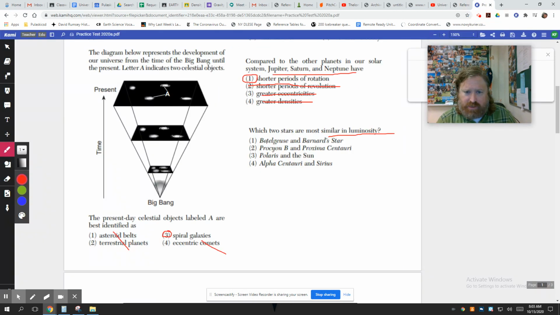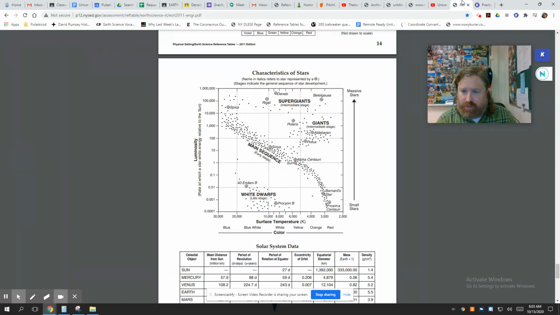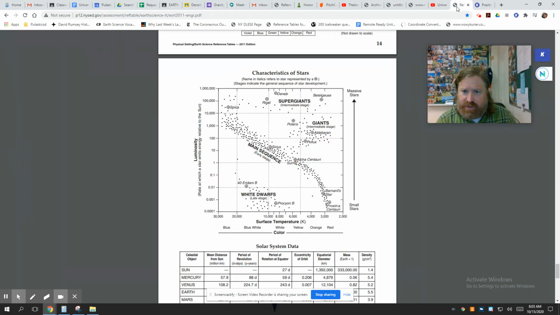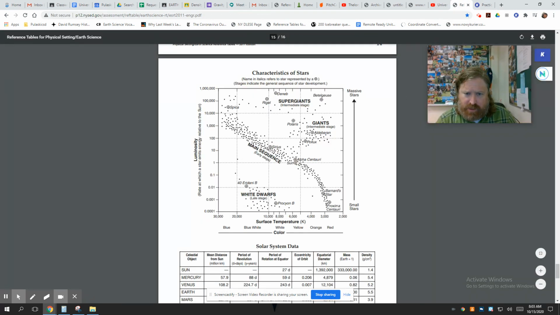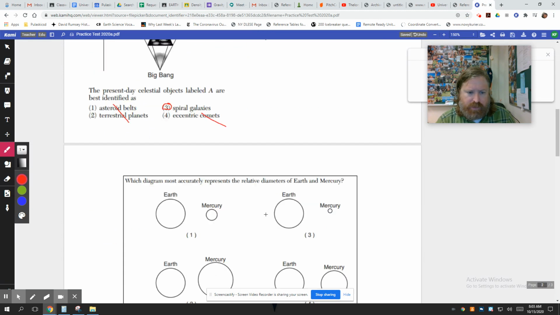So that's not it. Procyon B and Proxima Centauri. Yeah, I like that one. Those two are next to each other, left, right. But always double check, see if there's better. Polaris and Sun. Sun here, Polaris here. Nope. Alpha Centauri and Sirius. Alpha Centauri is here, and Sirius is here. Closer, but not as good as these two are. So we go with choice 2.